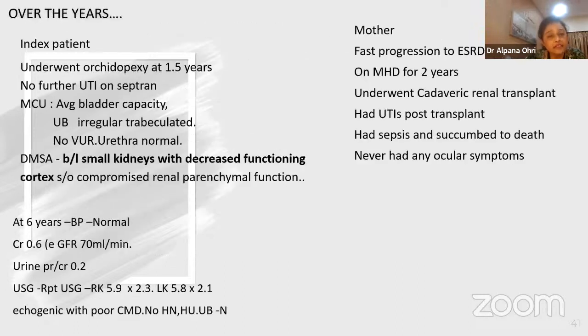This index patient over the years: what happened to him was he underwent orchidopexy at 1.5 years, did not have UTIs on Septron. His MCU showed average bladder capacity, but no VUR. Urethra was normal. DMSA showed bilateral small kidneys with decreased functioning cortex, suggestive of compromised renal parenchymal function.